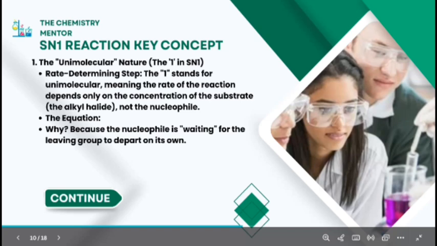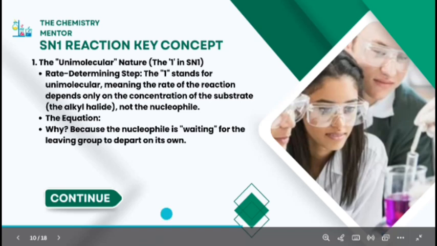Now let's move towards the other key concepts for the SN1 reaction. The unimolecular nature, the 1 in SN1 rate determining step. The 1 stands for unimolecular, meaning the rate of the reaction depends only on the concentration of the substrate, the alkyl halide, not the nucleophile.